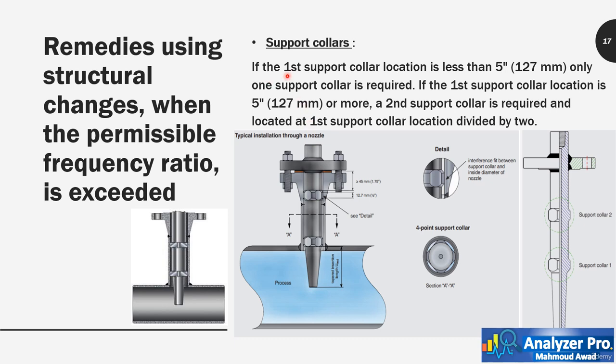If the first support collar location is less than 5 inches from the flange face, only one support collar is required. If the first support collar location is 5 inches or more, a second support collar is required and located at the first support collar location divided by 2.